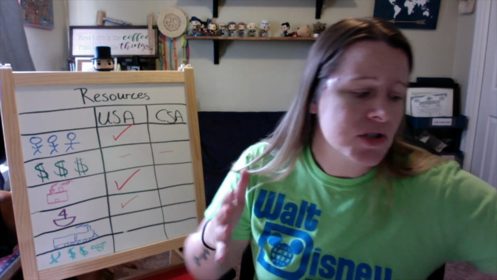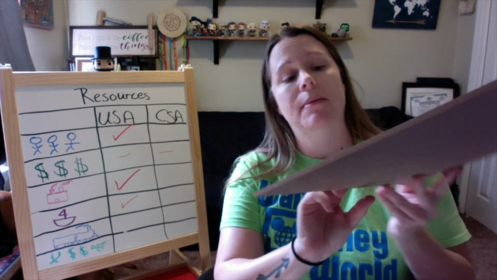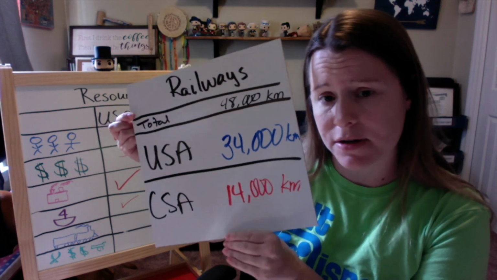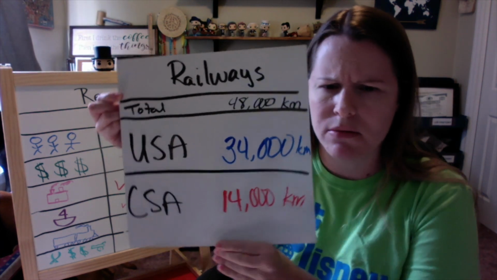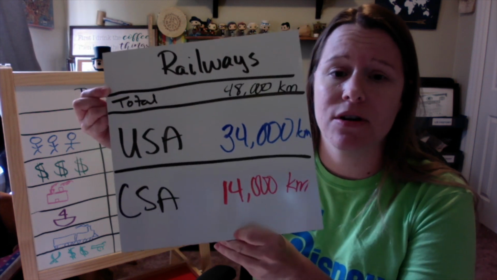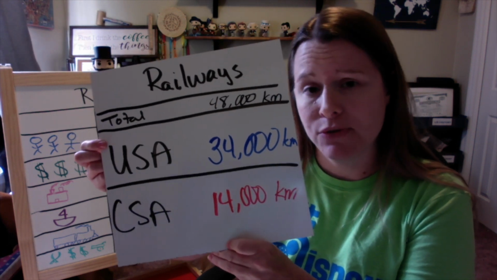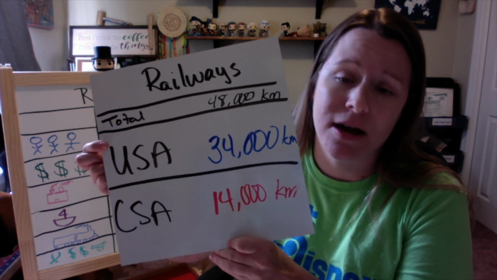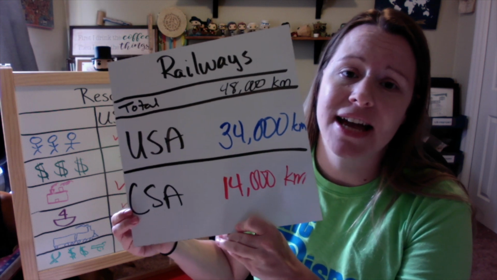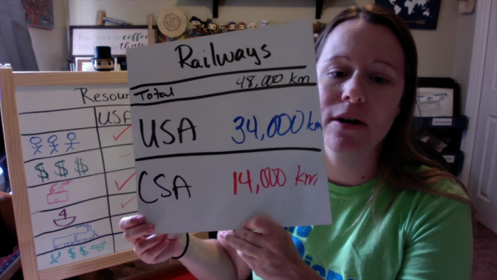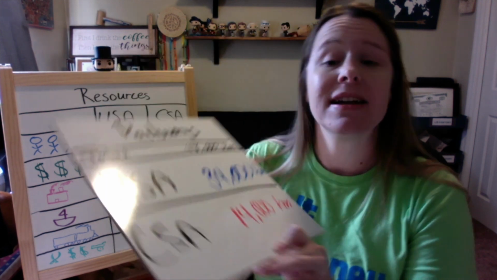To the railroads. So at the start of the war, there were 48,000 kilometers of railroad in the entire United States. Of that, the Union, or what would be the United States during the war, had 34,000 kilometers of that railroad, where the Confederacy just had 14,000 kilometers of railroad. So you can already see in the tracks, that's a big advantage.